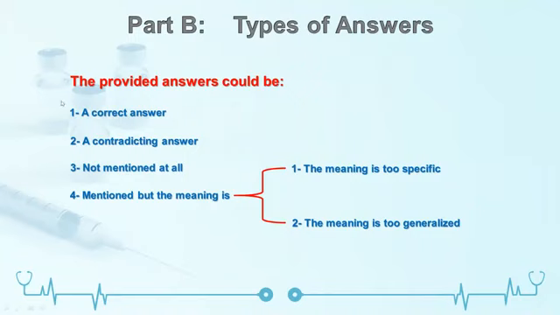Types of answers. The provided answers could be a correct answer, a contradicting answer, not mentioned at all, or mentioned but the meaning is either too specific or too generalized, and both of them are wrong. Okay, so you are searching for just the correct answer which fits what is mentioned in the record.